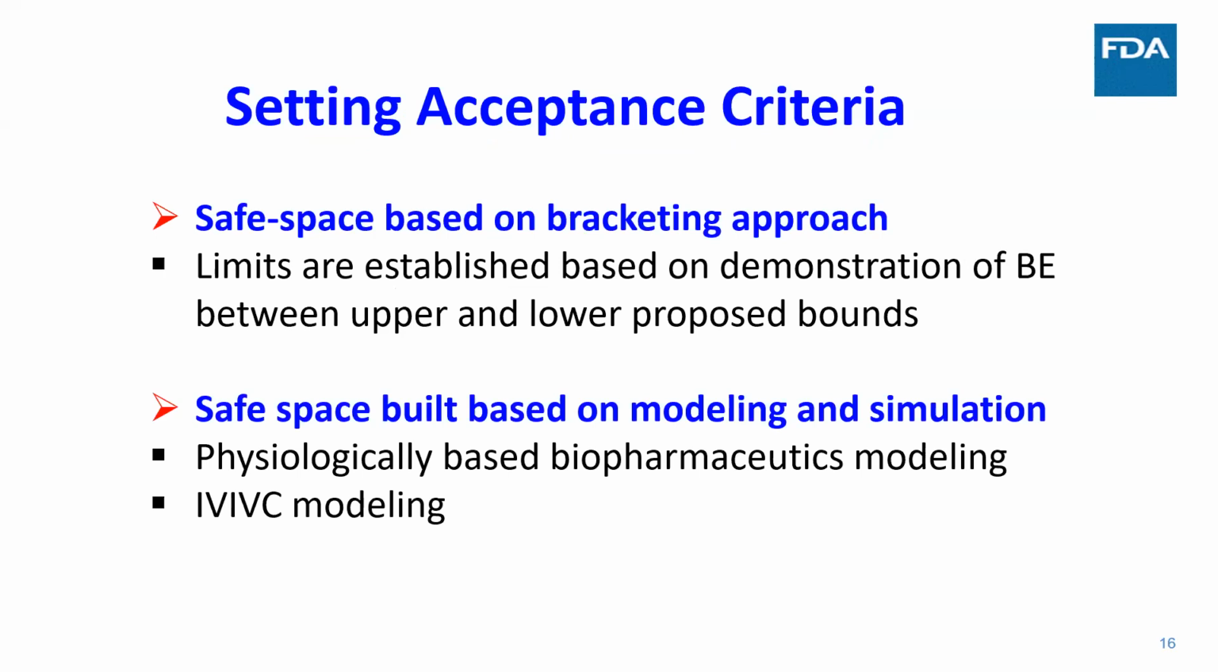Another way to establish safe space is based on modeling and simulation. It can be done by physiologically based biopharmaceutics modeling, where limits are set using an appropriate approach, such as virtual BE studies, or via IVIVC modeling, where the limits are established based on a predictive and robust in vitro in vivo correlation. And in vitro release profiles and in vivo data generated during drug product development following formulation or process changes can be used to set the safe space if the data are available.